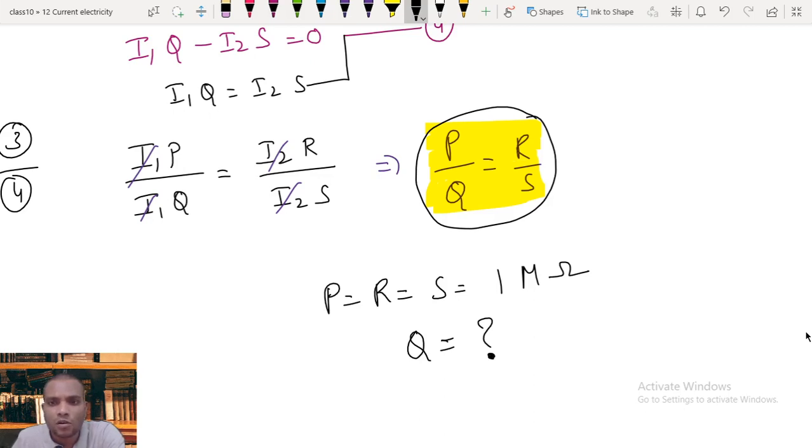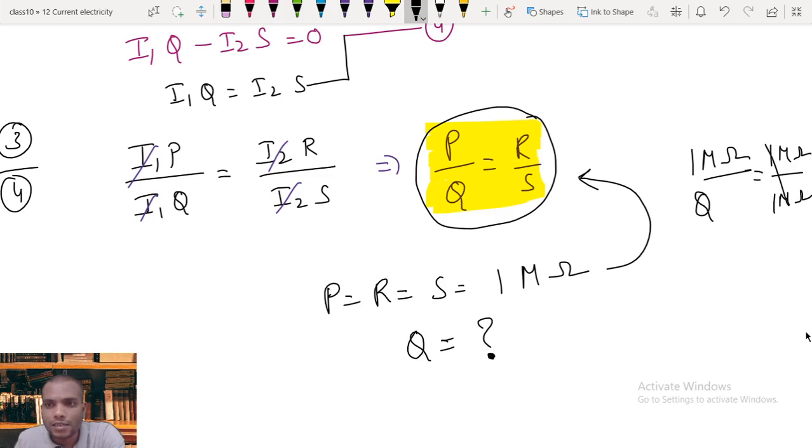If I substitute all these values in the above expression, P is 1 mega ohm, Q I need to find, R is also 1 mega ohm and S is also 1 mega ohm. So the right hand side gets cancelled. Therefore 1 mega ohm upon Q equals 1. Therefore Q equal to 1 mega ohm.